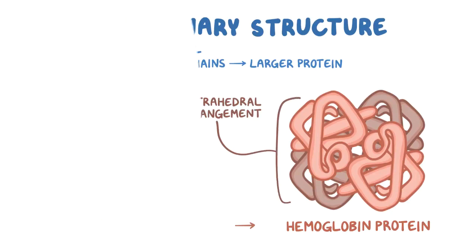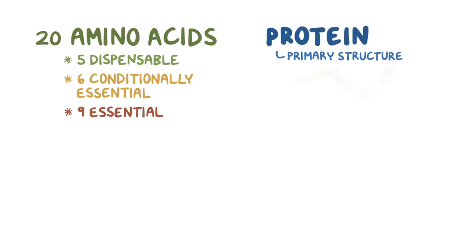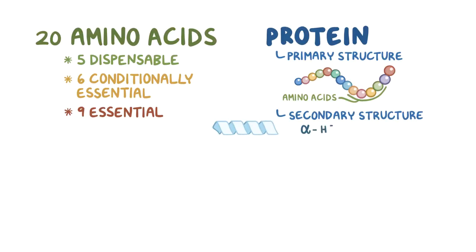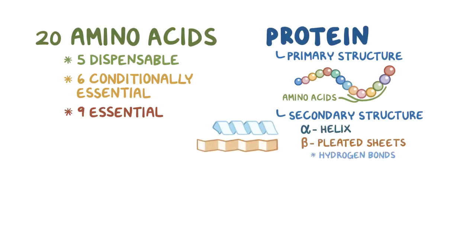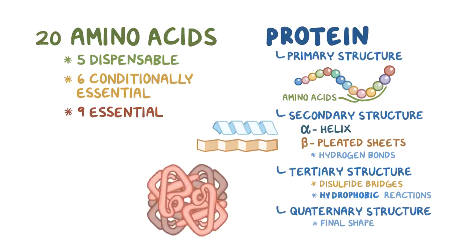Alright, as a quick recap, there are 20 amino acids, 5 dispensable, 6 conditionally essential, and 9 essential. The primary structure of a protein is the linear sequence of amino acids. The secondary structure includes both alpha helix or beta pleated sheets, both of which rely on hydrogen bonds. The tertiary structure binds the secondary structures through various other bond interactions like disulfide bridges or hydrophobic reactions. And the quaternary structure creates the final shape of a protein by connecting multiple polypeptides in the form of tertiary structures.